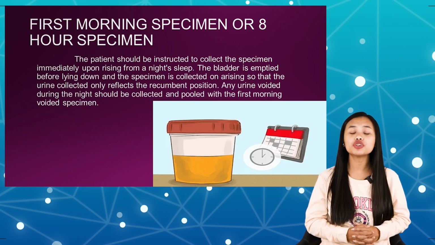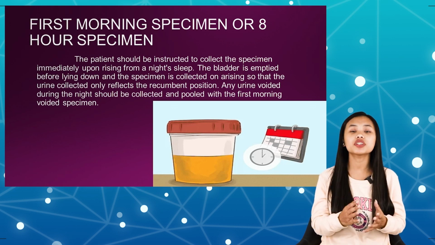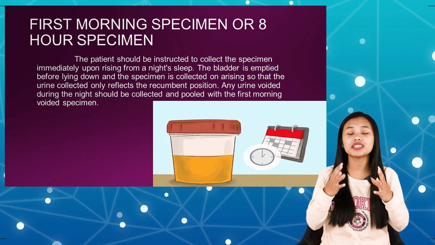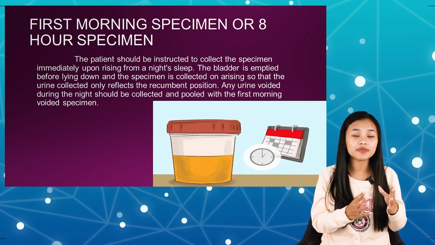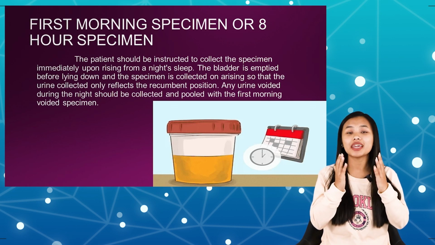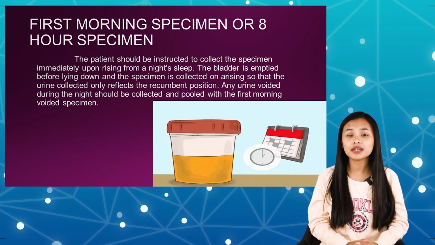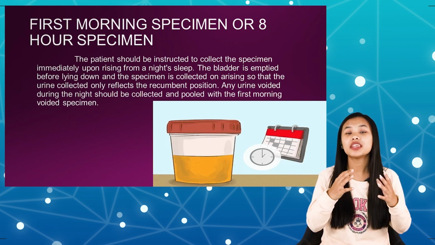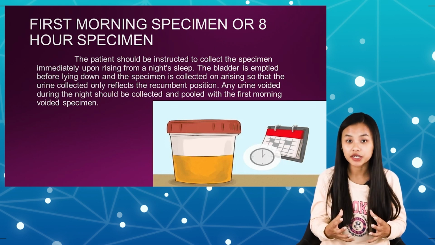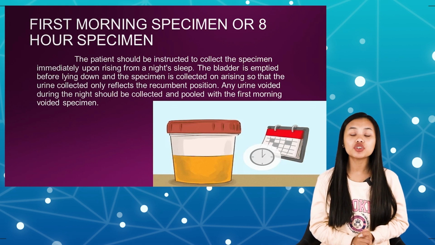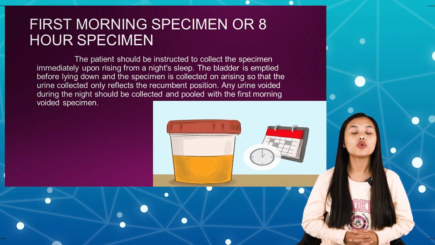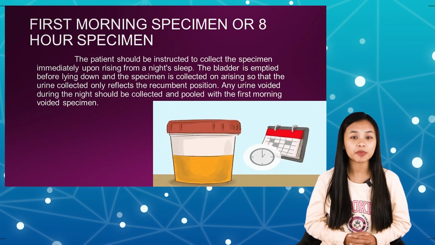So for those patients who need to collect this first morning specimen, it is very important that we must educate them that they first must empty their bladder before they go to sleep. That is during the night time before they get to bed. They must first empty the bladder, and then as soon as they wake up early in the morning, they must collect the specimen. And if there is any urine which is voided during the night, then this must be collected and pooled with the first morning voided specimen.